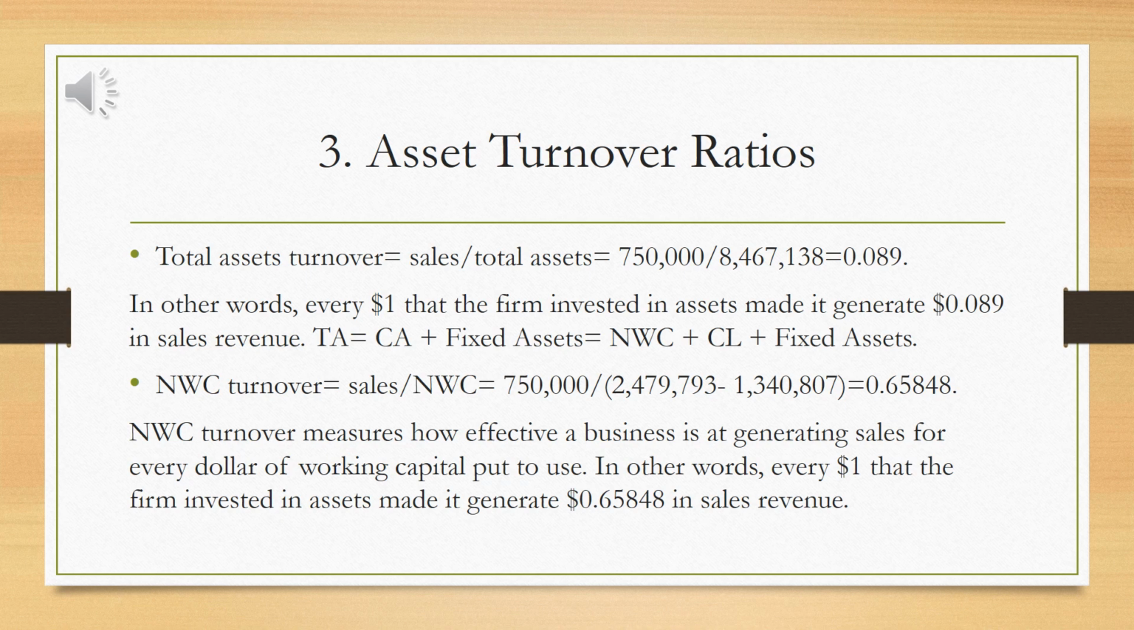$0.089 in sales revenue. Remember that total assets equals current assets plus fixed assets, and current assets equals net working capital plus current liabilities. So total assets equal net working capital plus current liabilities plus fixed assets. These equations will be important for the exercises later on.